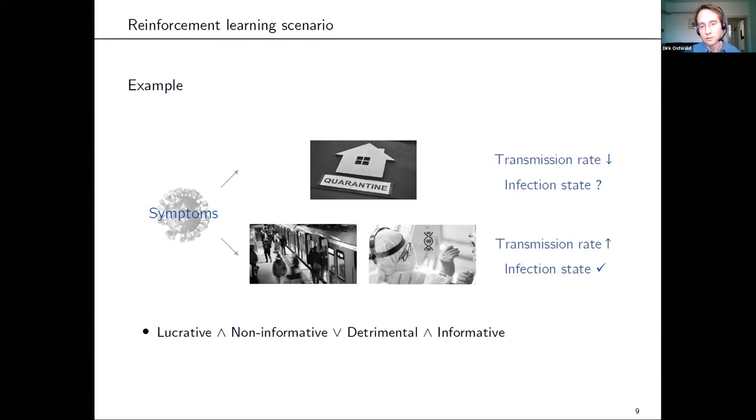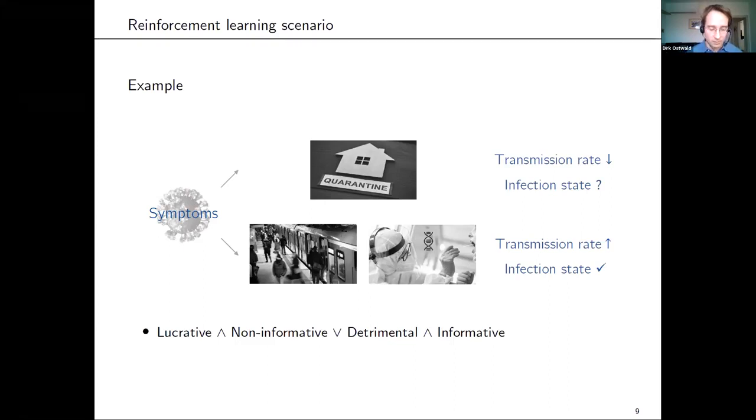Either they could home quarantine, which would be related to the reward that the transmission rate, maybe a societal reward, would be kept down, but the information about the infectious state of this individual would be missing. So this would be a lucrative, non-informative action. On the other hand, the patient could decide to obtain a medically administered PCR COVID test, but for this would have to go out into the world and possibly increase the transmission rate. So this is one of the examples.